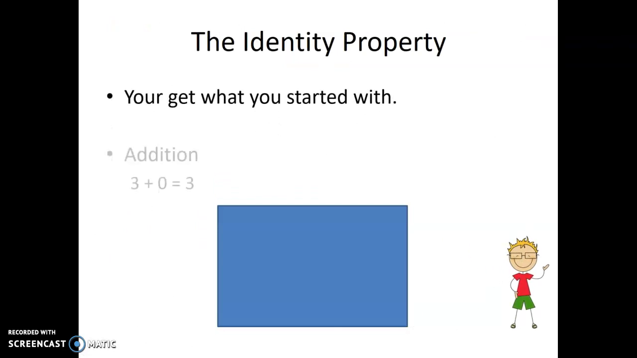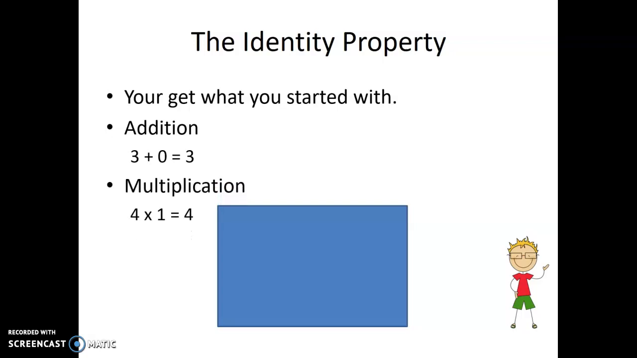The identity property is one that you may have seen before. You get what you started with. So in addition, 3 plus 0 is 3, so adding 0 doesn't change the value of your expression. And in multiplication, multiplying by 1 does not change the value of your expression. Okay, so take a second, and in the summary portion of your WSQ, give an example of the identity property of addition and multiplication and label it. You're going to need it later on.